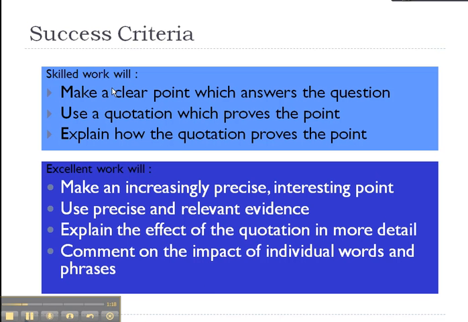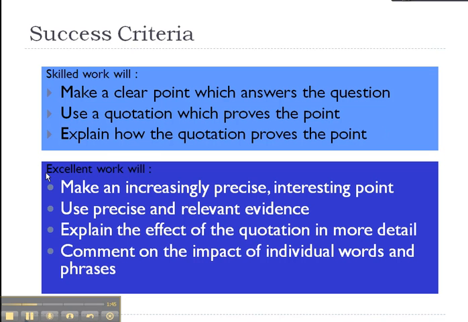In terms of how you do it well, skilled work, as usual. To get to a skilled level, you're going to do the task. You're going to use PEE. In this case, you're going to make a clear point which answers the question. You're going to end that sentence and then use a quotation which proves the point, and then you're going to explain how the quotation proves the point, or what the quotation suggests. How does it support the point?